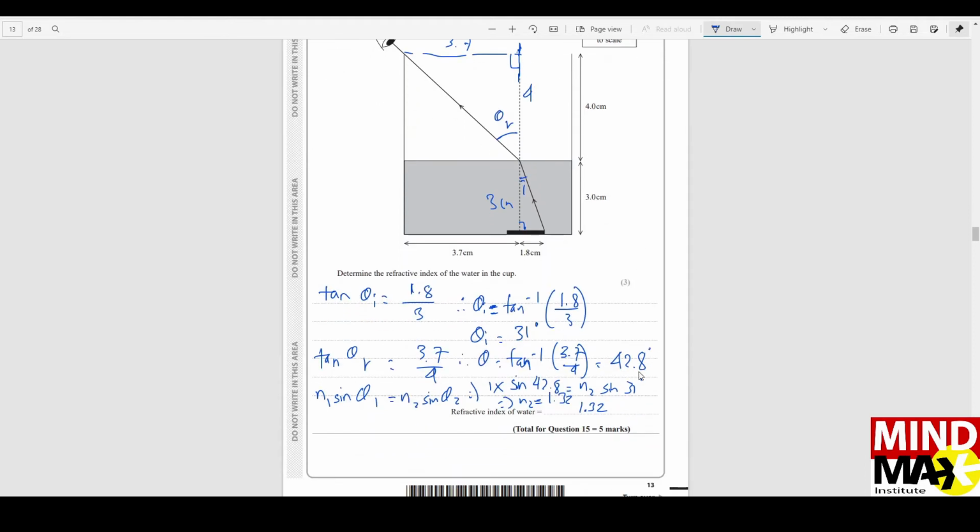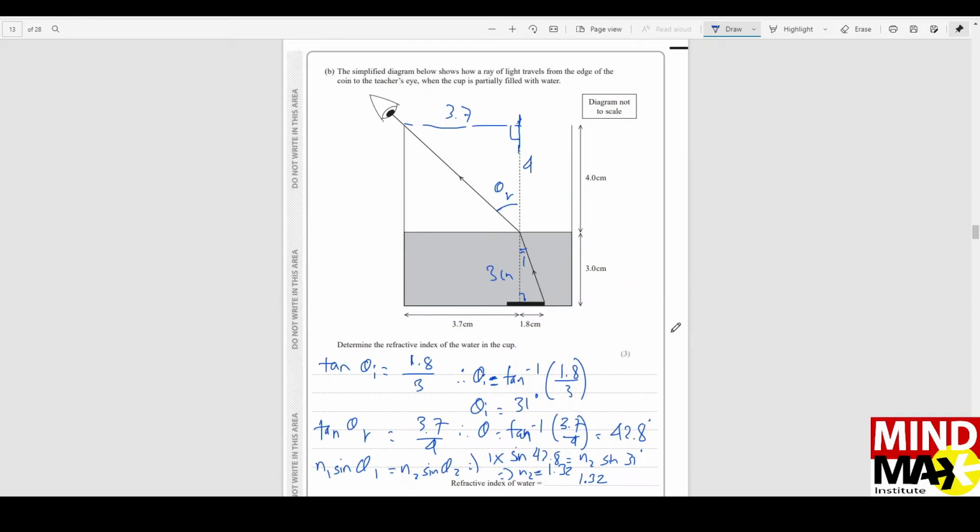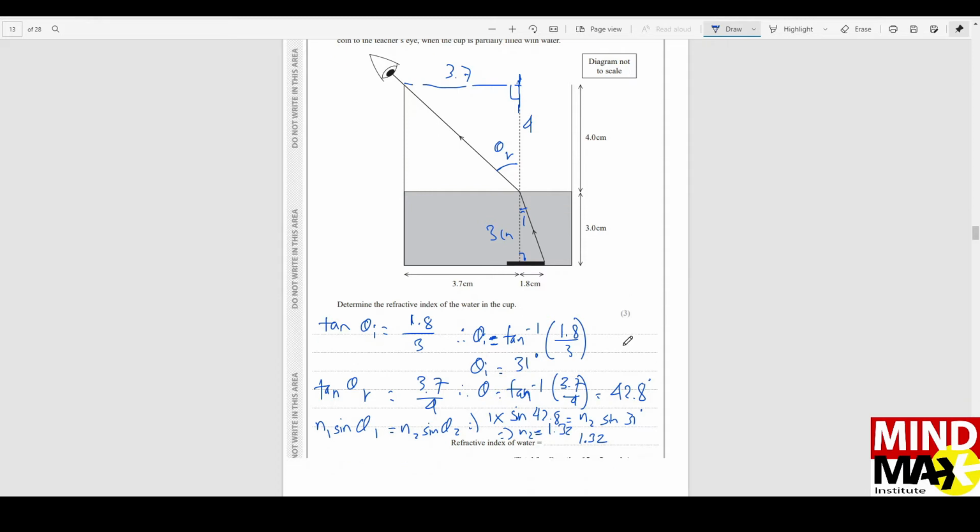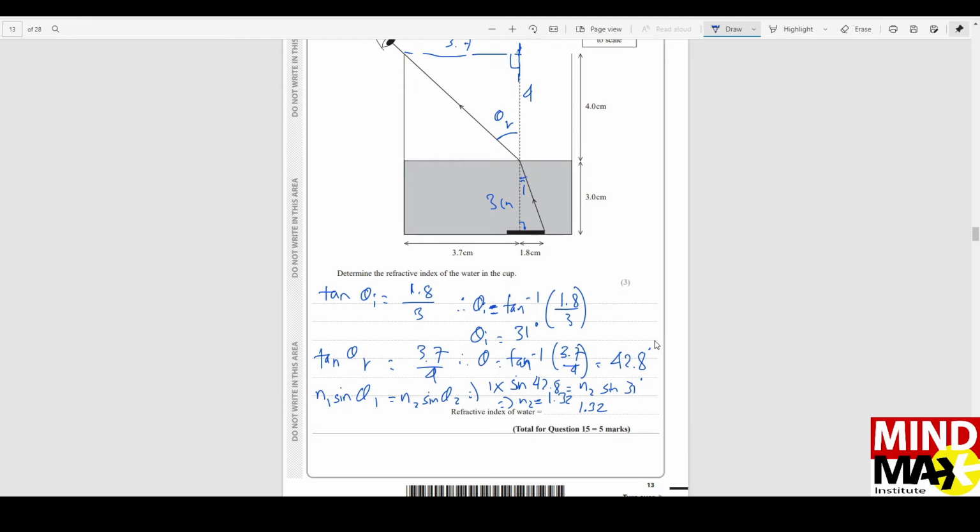N1 is the refractive index in medium 1, theta 1 is the angle in medium 1, N2 is the refractive index in medium 2, and theta 2 is the angle in medium 2. So we need to find the angles first using the dimensions we are provided with. We use tan theta for both the water's angle and the air's angle. Once we have found the angles, we put them in this formula and we can find it. Point to be noted: the air's refractive index is always 1. It's a fixed value.